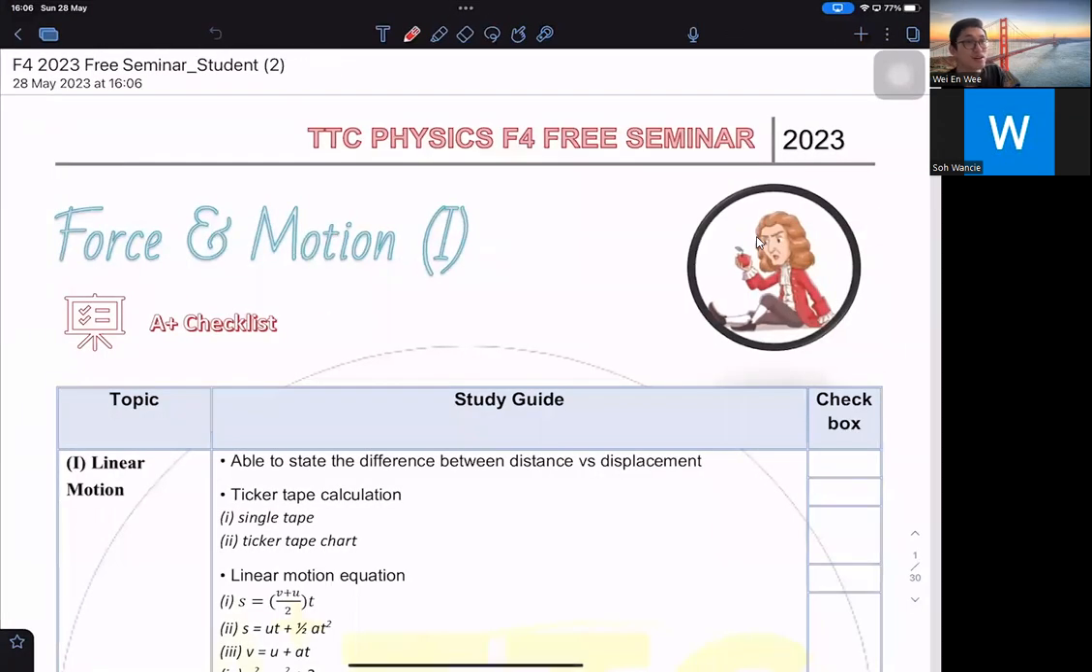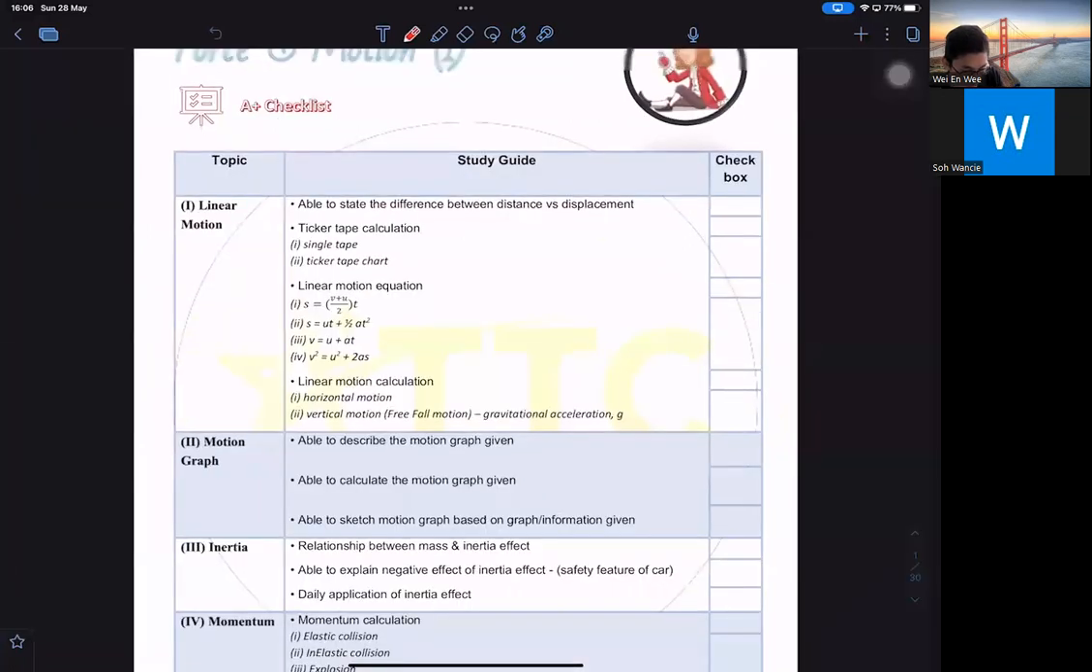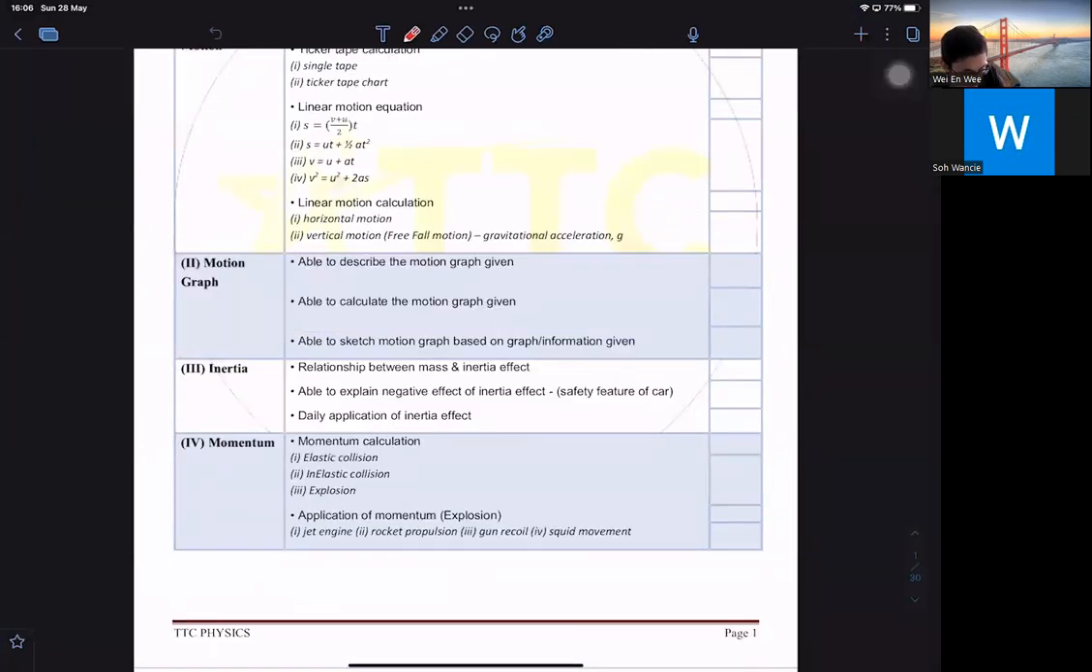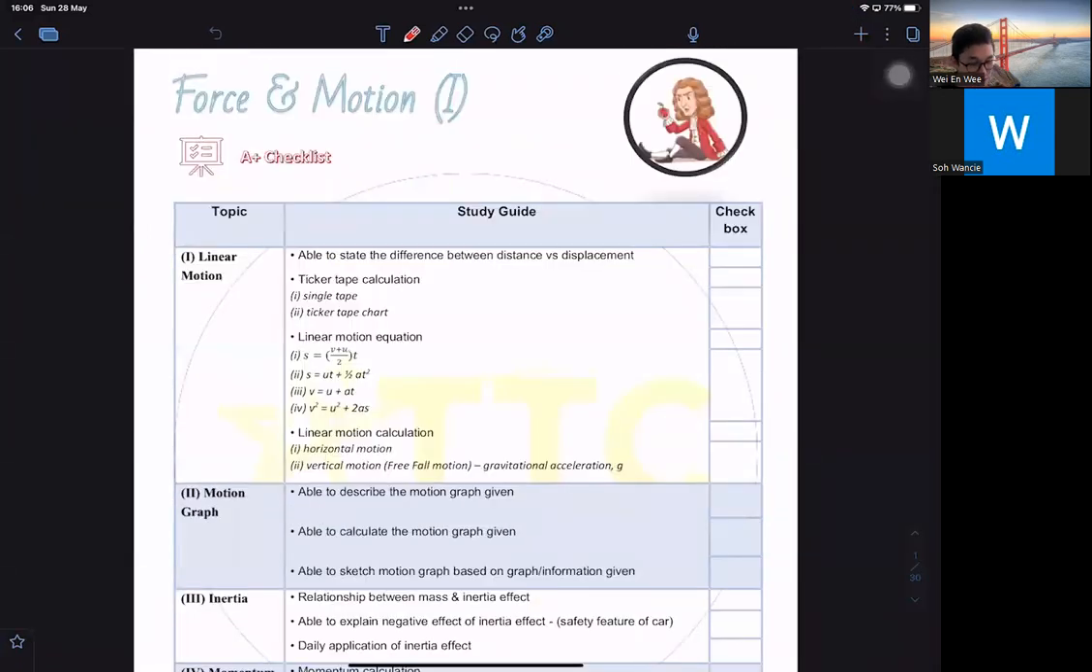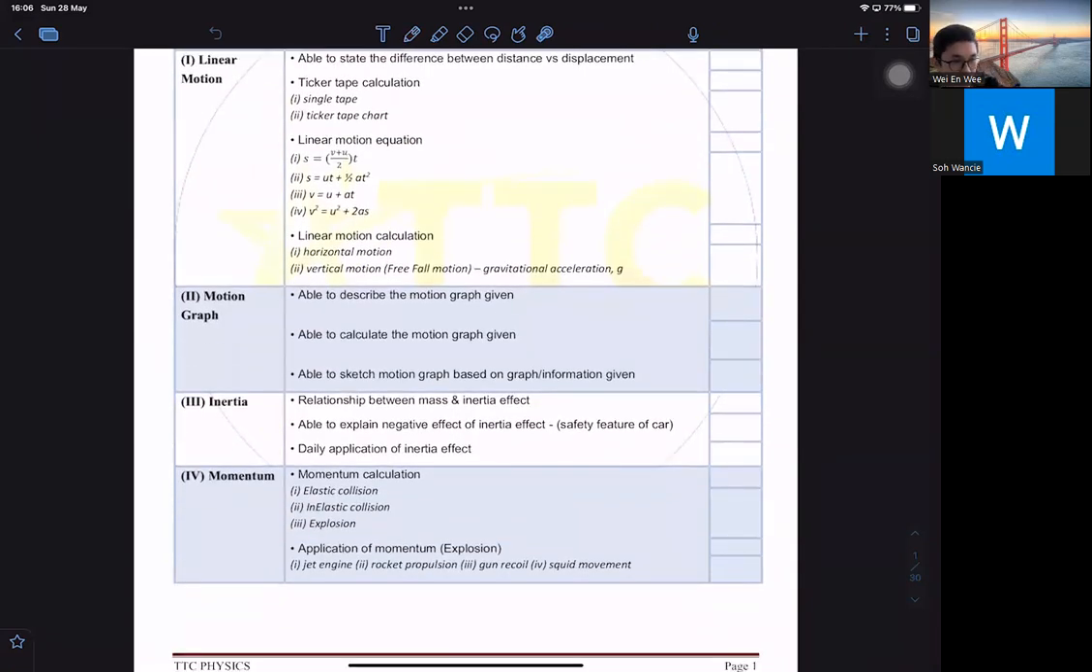Okay, so this is the notes. You can get the PDF notes from the website also if you don't have the physical notes yet. At the start of the notes, there is a checklist. This checklist is basically for you yourself to see whether you have studied everything you need already. This is based on what most of the schools will ask.